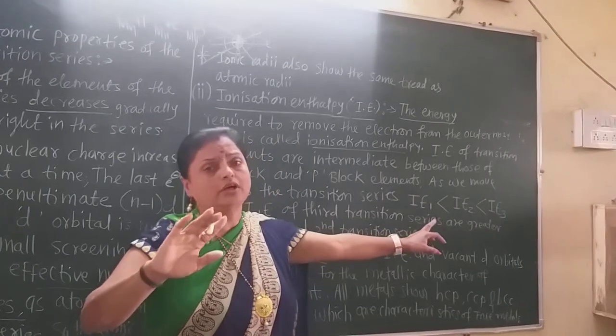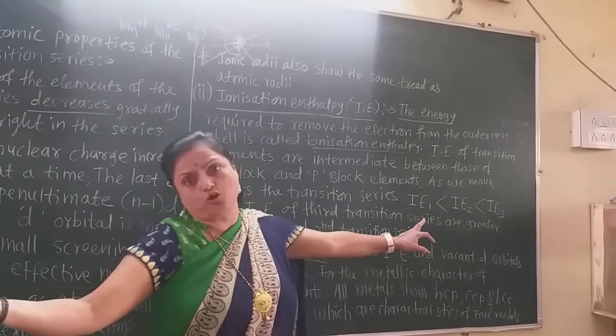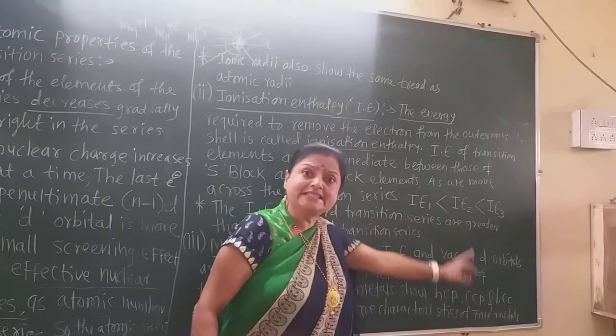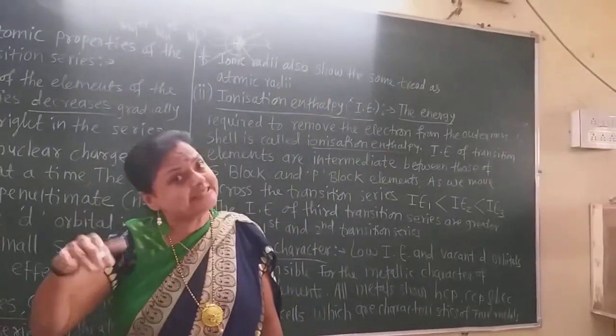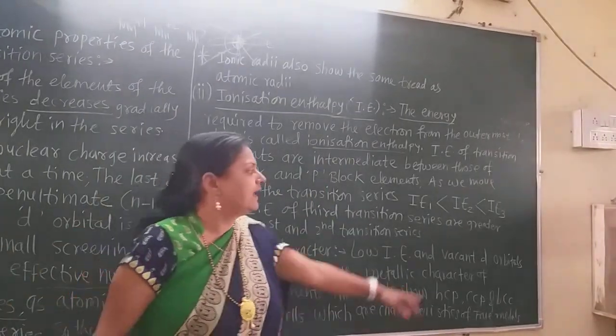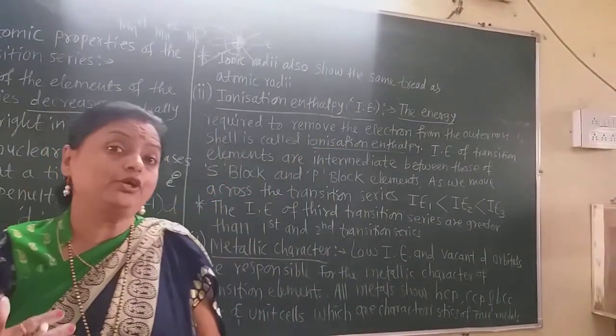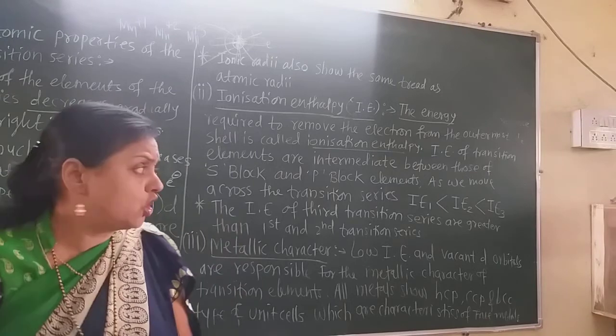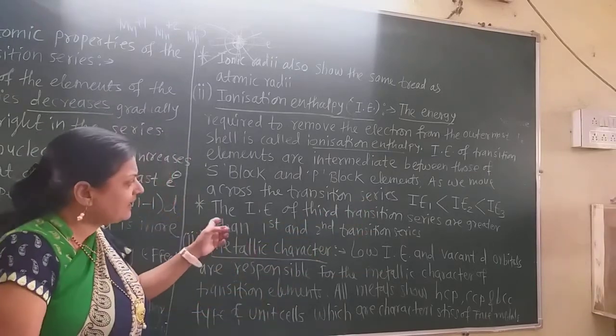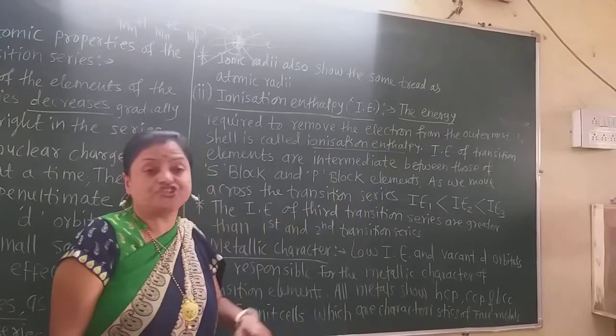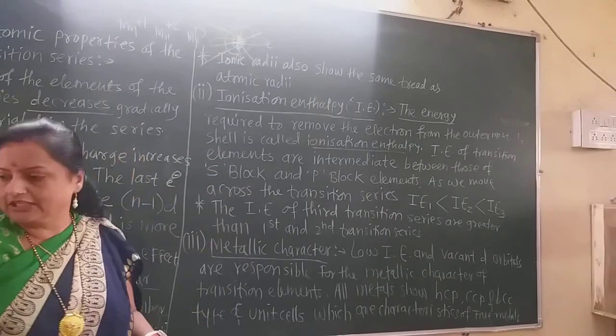And therefore the first ionization enthalpy means the enthalpy required to remove the first electron. Second ionization enthalpy means enthalpy to remove the second electron, that is 2 electrons. And third ionization enthalpy means the enthalpy or energy required to remove the 3 electrons. So remember that order.